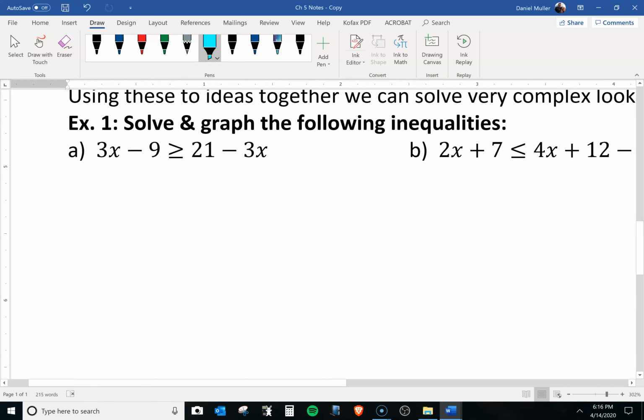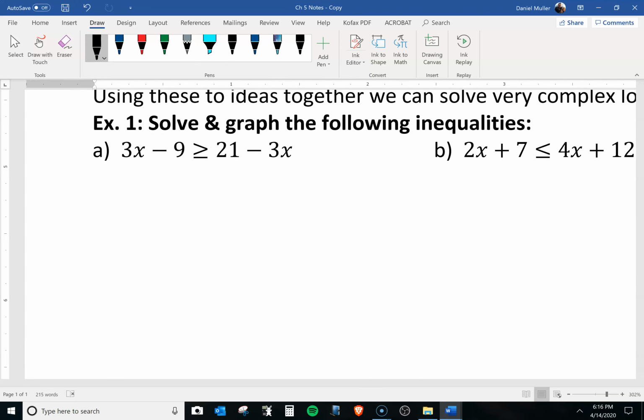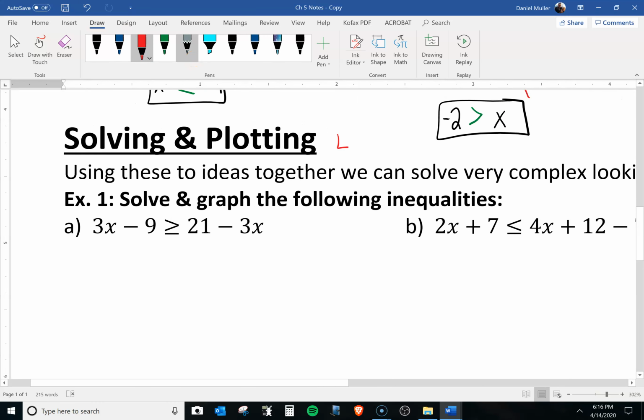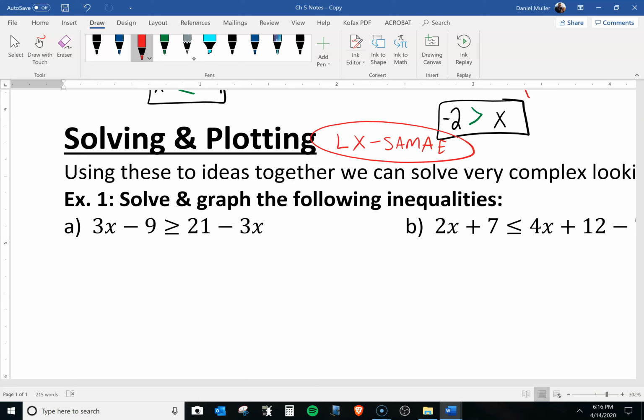So we have to do backwards BEDMAS, but sometimes there's things that need to happen first. For instance, we need to do any like terms, and then we need to get the x's on one side, and then we can do some sort of BEDMAS. So that's what we need to do in this order. We need to start with like terms, then move the x, and then we can do backwards BEDMAS.